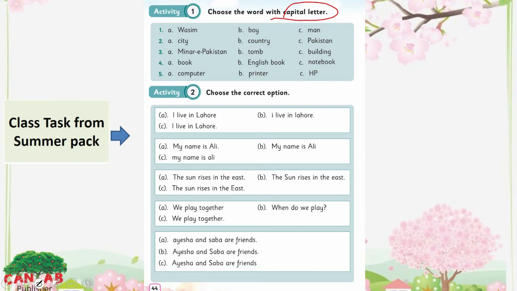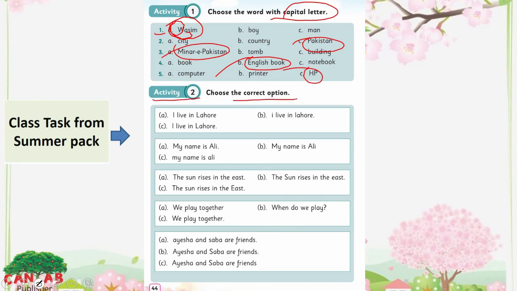So let's do this activity here. Number 1 is Wasim. Yes. Here. Can you identify the capital letter? Yes. Wasim here. The whole word is identified here. Another one. It's very easy. The words with the capital letter, Minare Pakistan, English book, Pakistan, HP. These are the specific name of person, place or things. So it was a very easy activity.